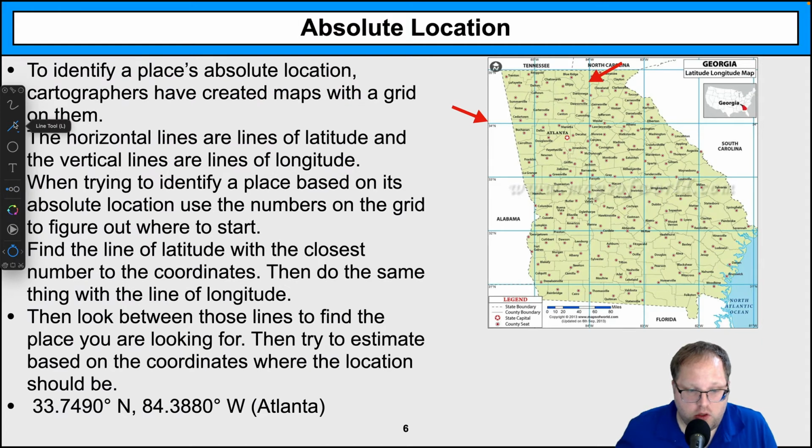I'm going to quickly show you how to use absolute location when looking at a map. Down here, we have the coordinates for the city of Atlanta.